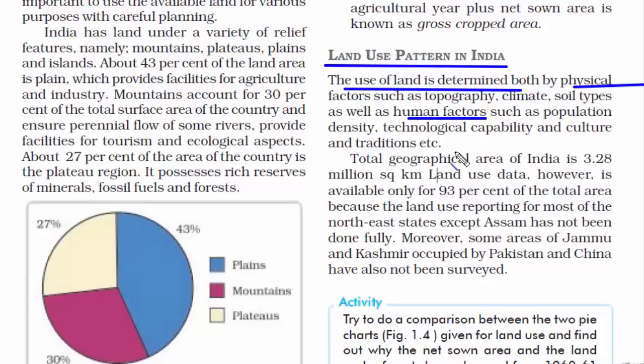And then we have the technological capability. So places like Hyderabad and Bangalore, which are the IT hub of the country, meaning these places are technologically advanced, have given a massive boost to the service sector, and a lot of people today are employed in these technological industries. So you see how technology plays an important role. And then we have the culture and traditions. Places such as Banaras, Haridwar are famous religious places in India. Again, the land use of these areas is so much determined by the human factors. So I hope you get what I'm trying to say.